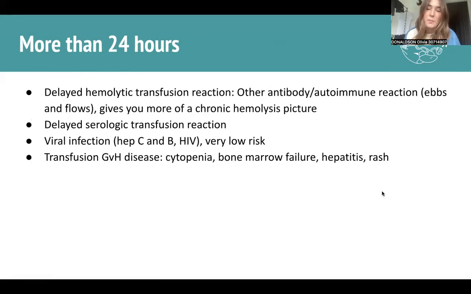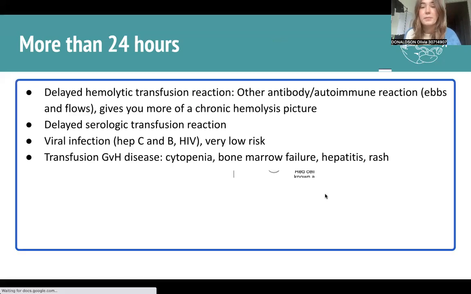These are just some longer term complications. Graft versus host disease is when the white blood cells in the transfusion attack an immunocompromised host. And with your delayed hemolytic transfusion reactions, this isn't your ABO incompatibility. It's another kind of antibody, maybe a rarer antibody that they haven't screened for. And it gives you a bit more of a chronic picture. People don't tend to get quite as sick with that, as a rule.